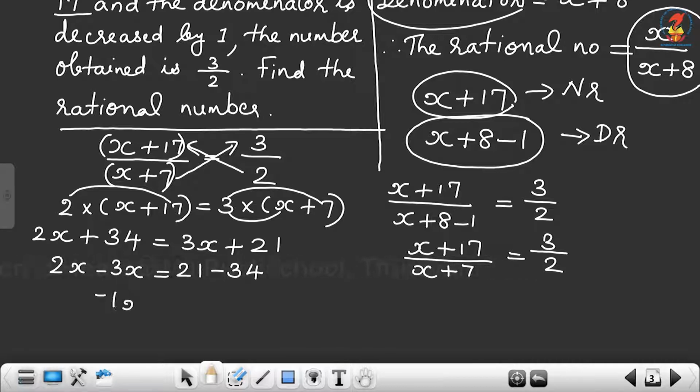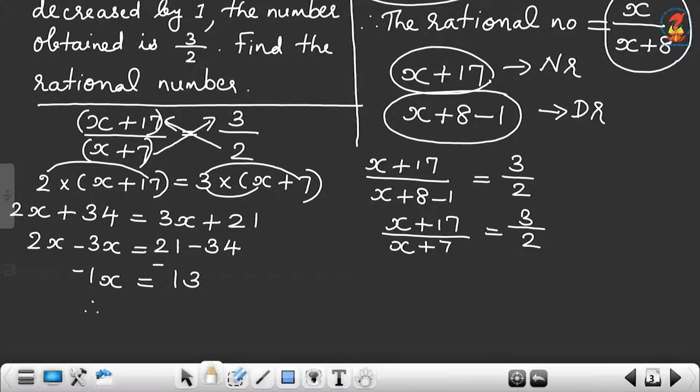2x minus 3x is negative 1x equal to 21 minus 34, negative 13. Therefore, x is equal to negative 13 by negative 1, equal to 13. So, the value of x is 13.